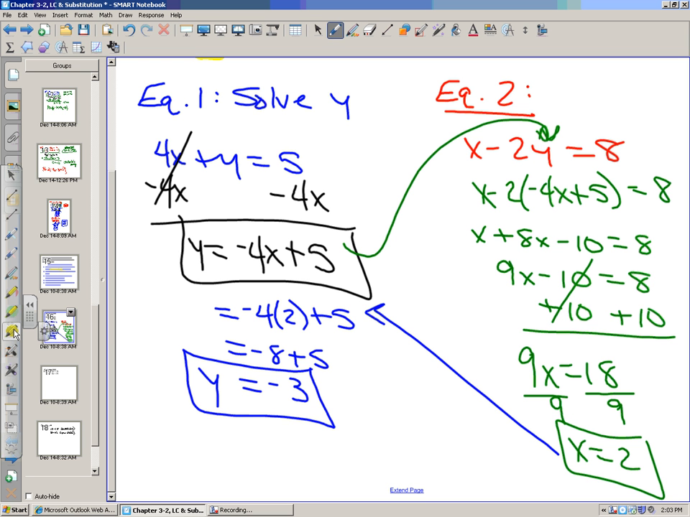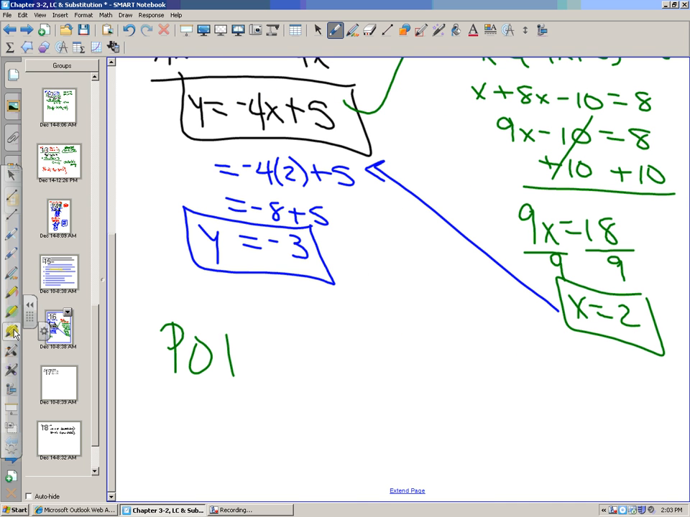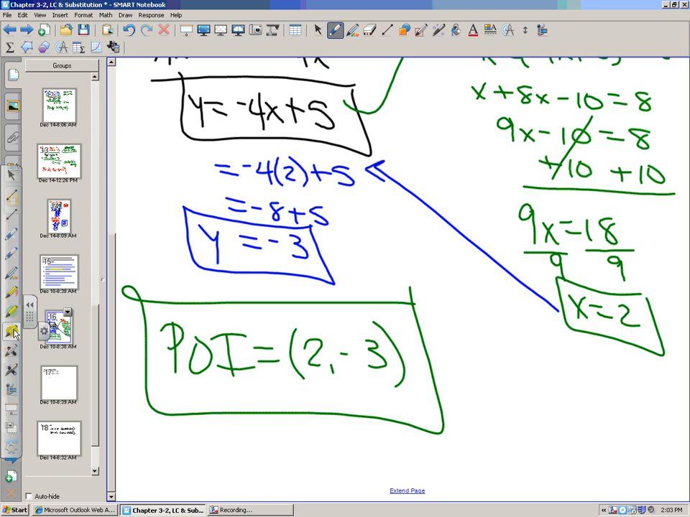Yes, because what is the point of this? The whole goal is to find the point of intersection. A point of intersection requires not only an x-coordinate, but also a y-coordinate. You get me? So what is my POI? Point of intersection is 2, negative 3. POI, point of intersection.